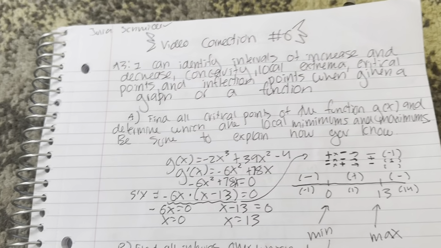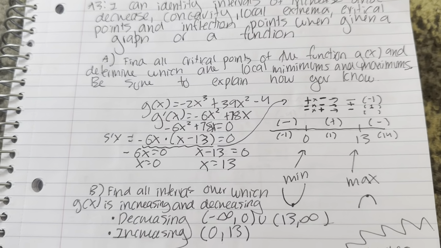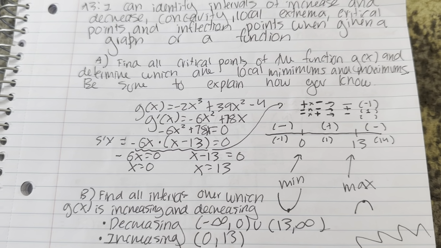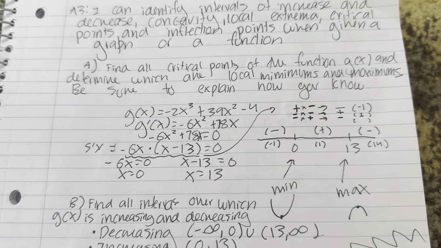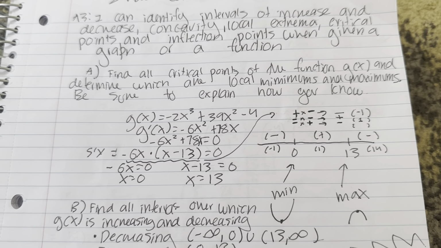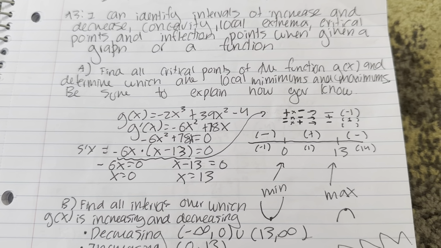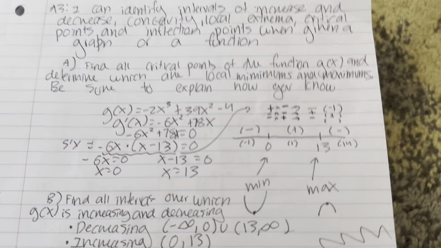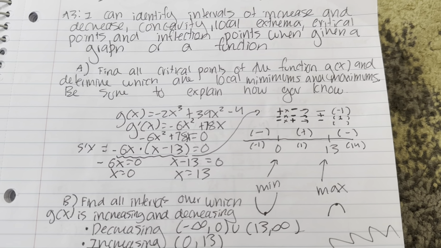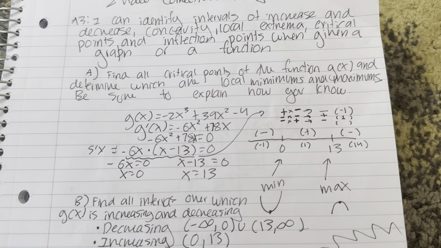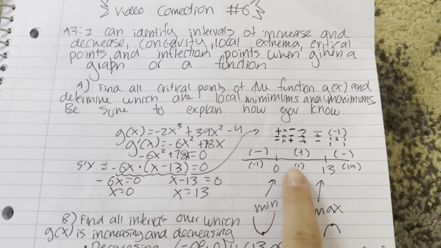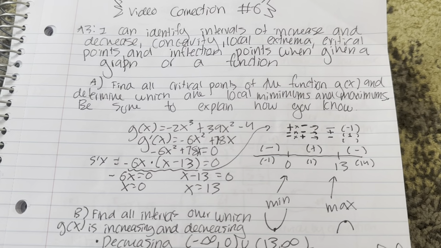So basically, to solve it properly, the first part, A, states: find all critical points of the function g of x and determine which are local minimums and which are maximums. Be sure to explain how you know. So we use the number line technique in this scenario. We did this a bunch in class.